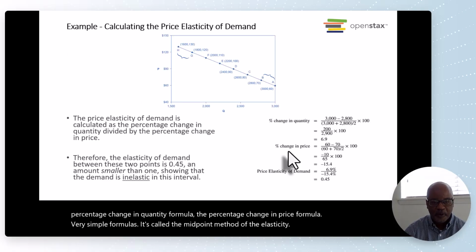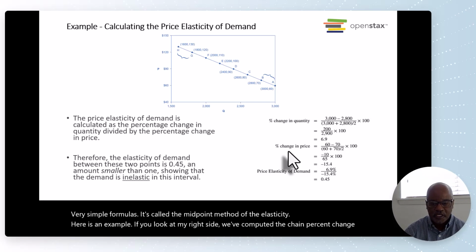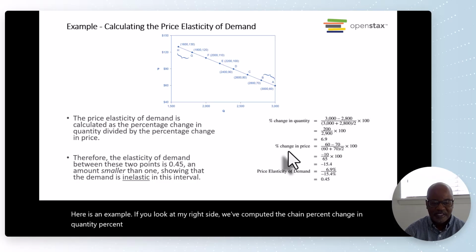Here is an example. If you look at my right side, we've computed the percent change in quantity and percent change in price. So the price elasticity of demand is 0.45, meaning it's less than 1, that's correct. It's inelastic. Responsiveness is small.